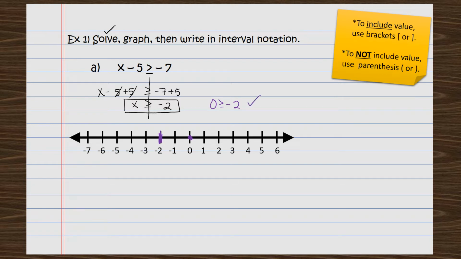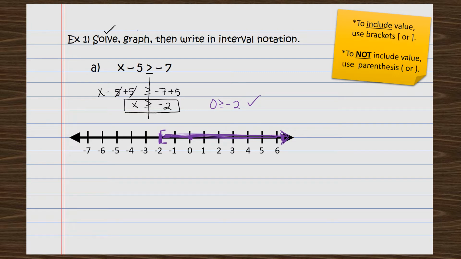And because it's true, that means that's the half of the number line I want to shade. Those are the numbers that will make this a true statement. So I shade all those numbers to the right. And now I have to decide if I'm going to use a bracket or a parenthesis. So I look back at my inequality, and it says greater than or equal to. And that means I am going to include that -2, which means I am going to use what? A bracket. So on our number line, at -2, I want a bracket facing the direction that I shaded. And so there is my graph.